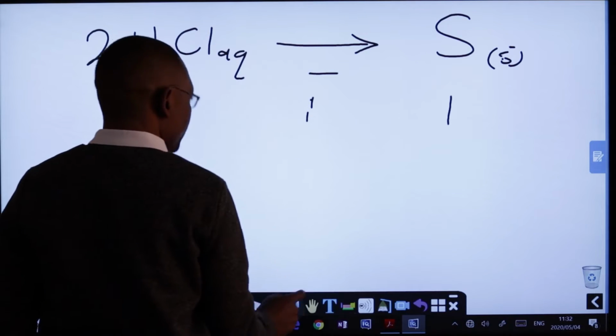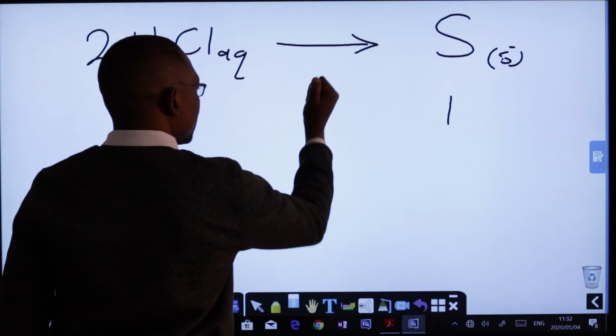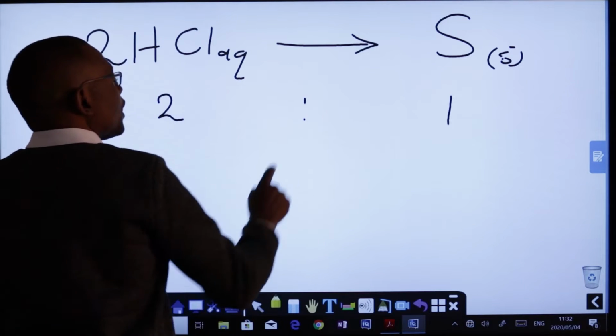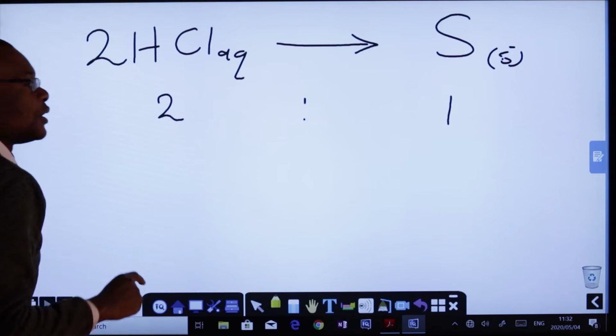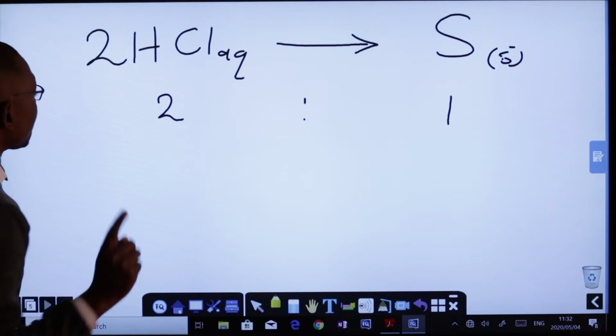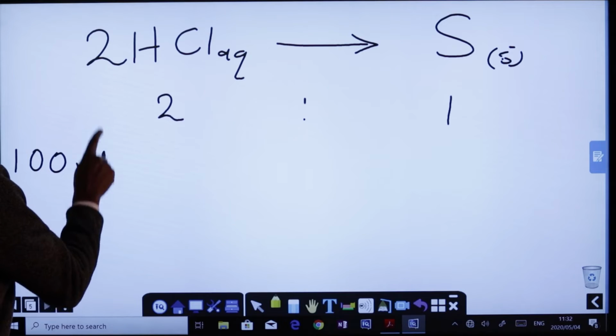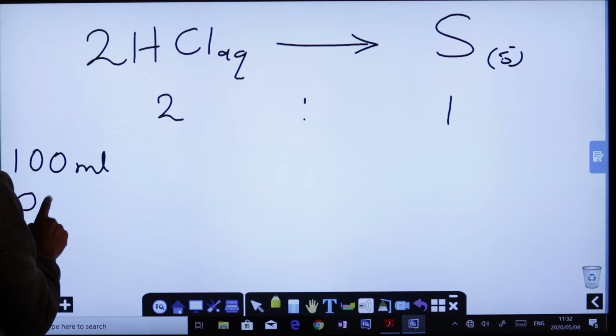So let's see what's happening here. So let's interpret the data as we are given. So we are saying that we have got 100 mils of 0.02.